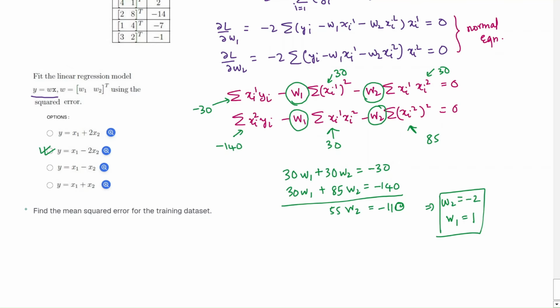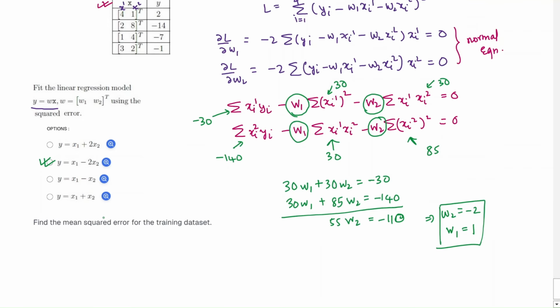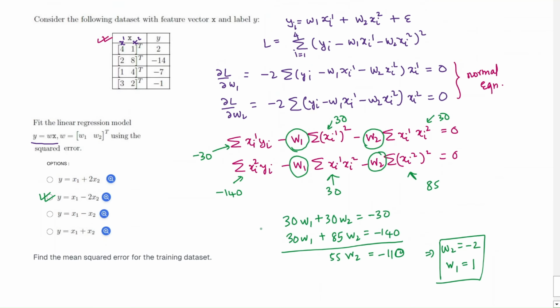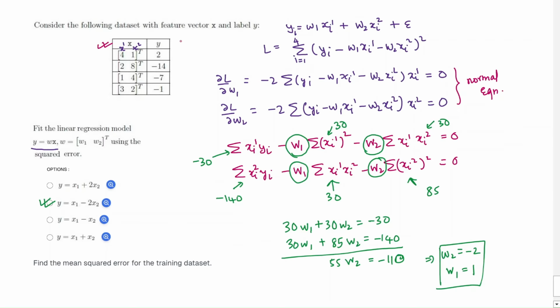Now the next question says to find the mean squared error for the training data set. Now if you use this W1 and W2 and try to predict y hat, what will you get? You'll get the first term would be 4 minus 2, the second one would be 2 minus 16, the third one would be 1 minus 8, fourth one would be 3 minus 4. This would be 2 minus 14 minus 7 and minus 1. You can see that the predictions are exactly the same as the observed values. So the mean squared error for the training data set is equal to 0.